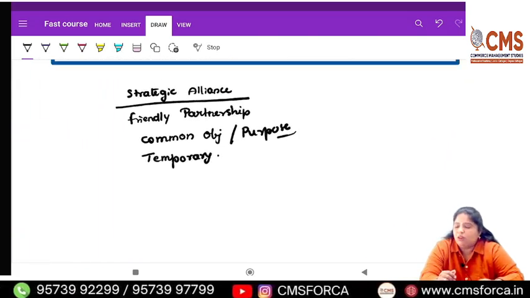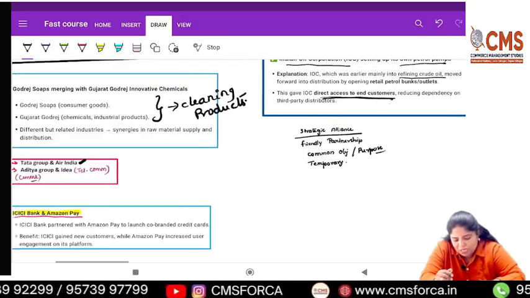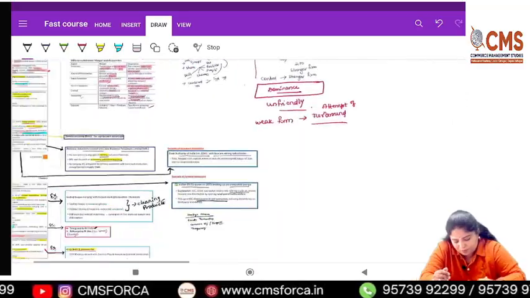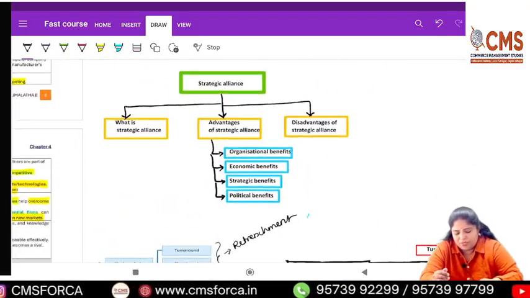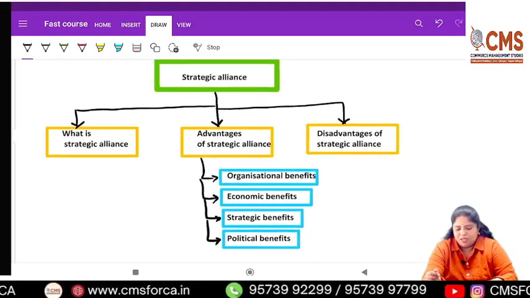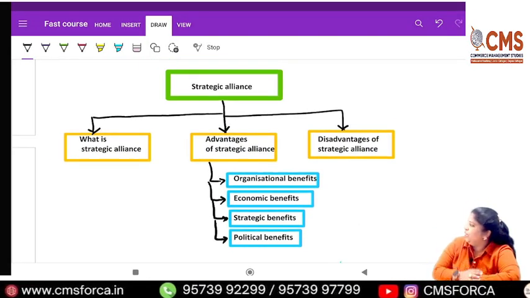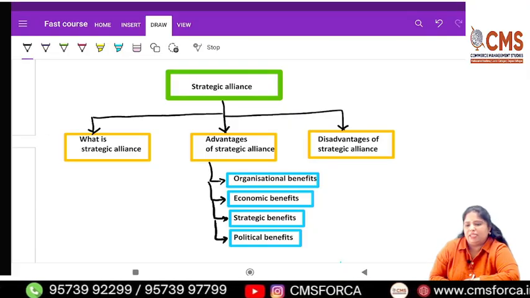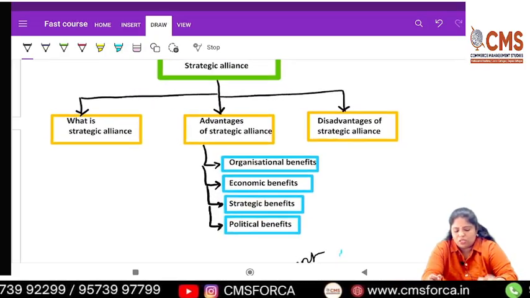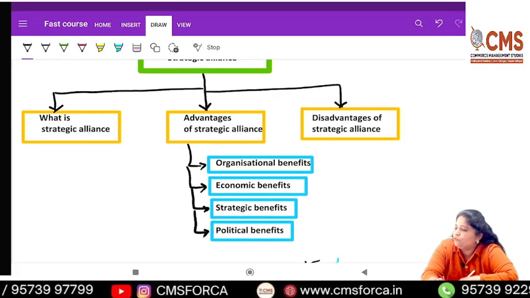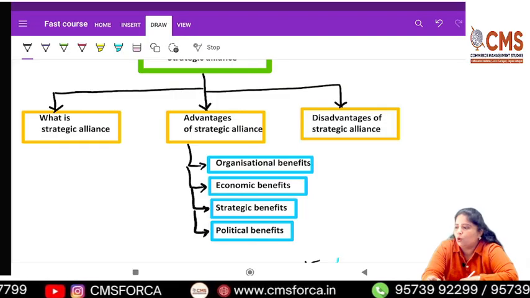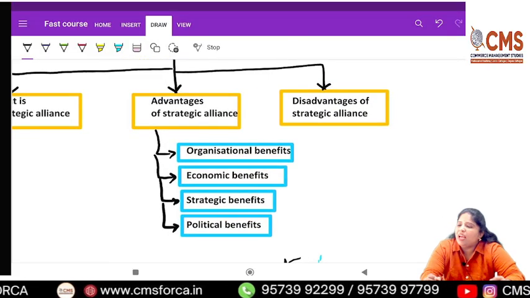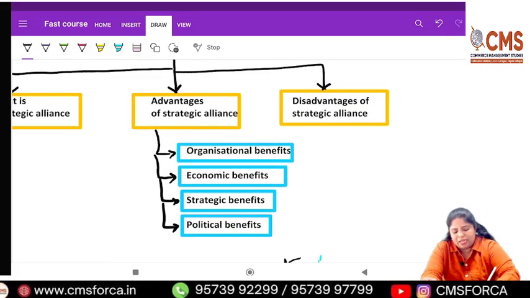Now, let's talk about when you speak of a strategic alliance. So this is how we talk about strategic alliance. We discussed what a strategic alliance is. Now let's talk about a few advantages of strategic alliance. Mark it up, important for your exam. So what are the advantages of strategic alliance?